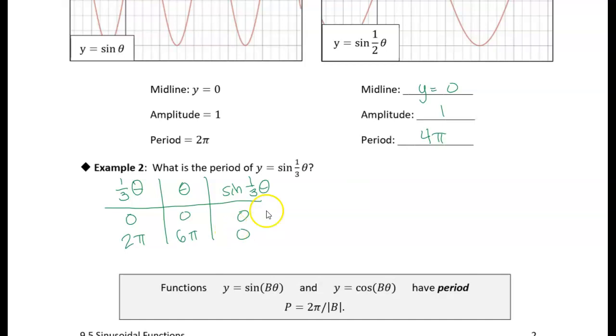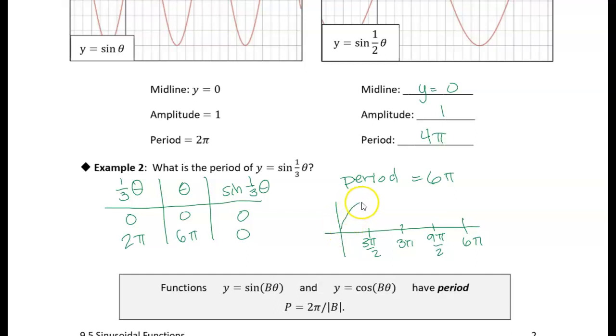So in this case, the period is 6 pi. One cycle is not going to happen until we get to 6 pi. If you were going to graph that, here's 6 pi. I'm just going to break it into 4 equal parts. So this is going to be 3 pi over 2, and this is going to be 9 pi over 2, halfway in between there. And it's just going to look like a normal sine function. It just takes longer to complete a cycle. So it's going to look something like this, where this goes between 1 and -1.